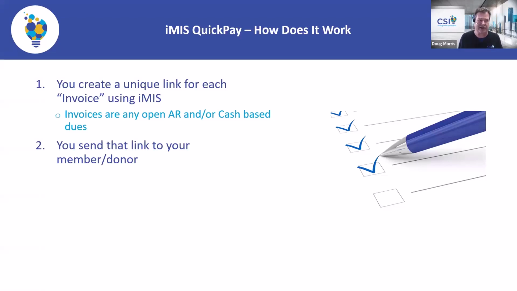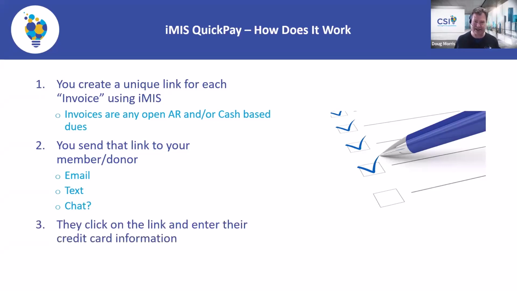Next, you're going to send that link out to your member or donor. Well, how do you want to do it? You can send it via email. Maybe you're using our text manager product, or maybe the donor's online right now and you're chatting with them and they say, well, I'd really like to pay my dues. You can drop that link right in the chat and they can pay it right there, single click. So boom, they click on the link. They enter their credit card information. It is credit card at this time only, not ACH. That's not on us. That's on ASI right now. But we hope ACH is coming.